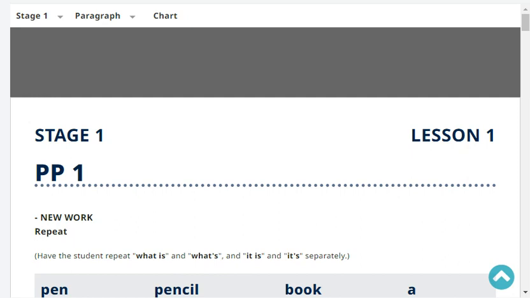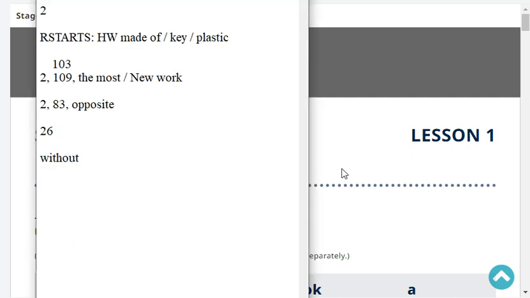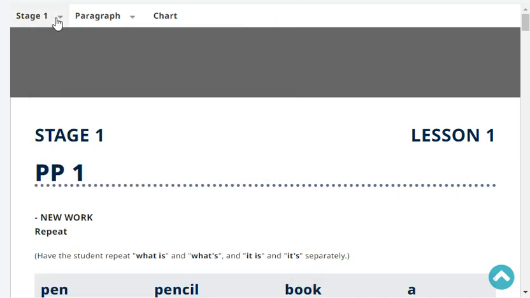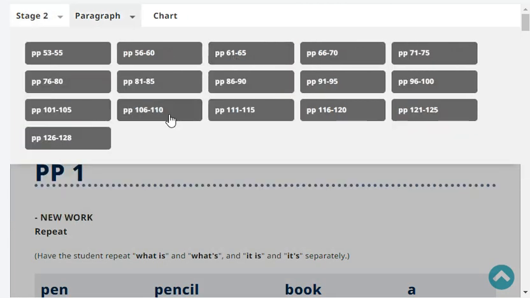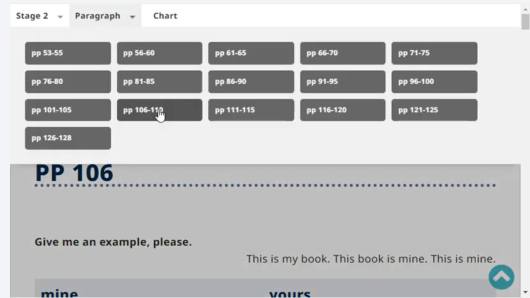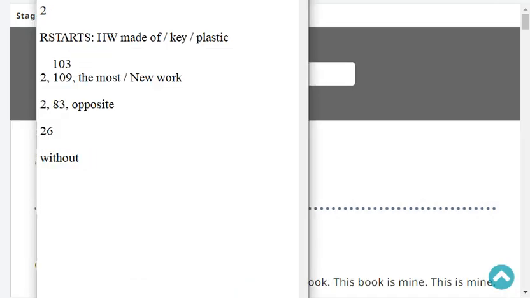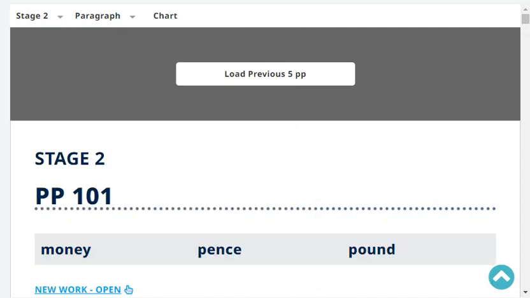Okay, let me pull up my notes. According to our progress report, we are at stage 2, paragraph page 109. Our last headword was from the newest type of lesson. Okay, so let's start with revision.